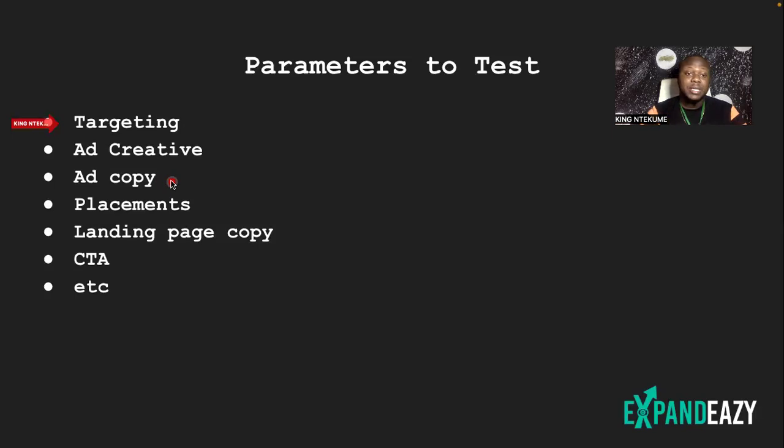These are the various parameters to test. The placements where your ad is going to be shown. There are some placements that are better than some placements. Some placements resonate with an audience more than some. There are some things you're looking out for.